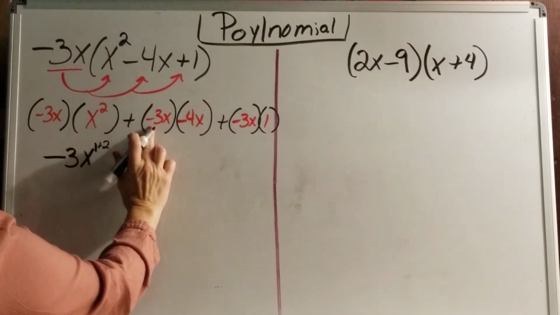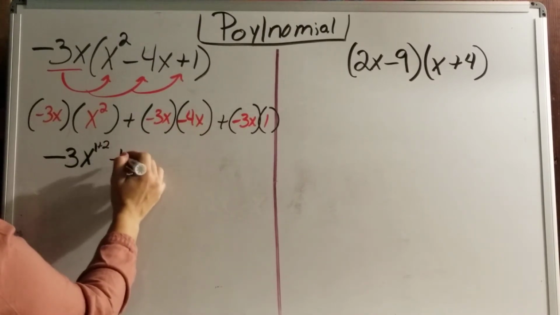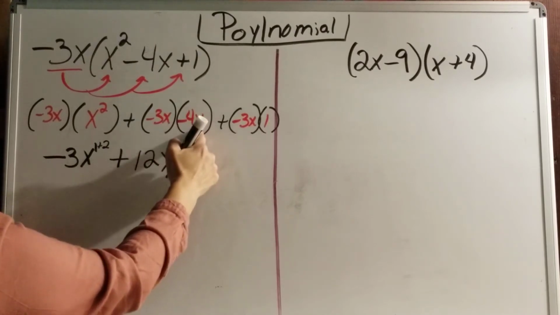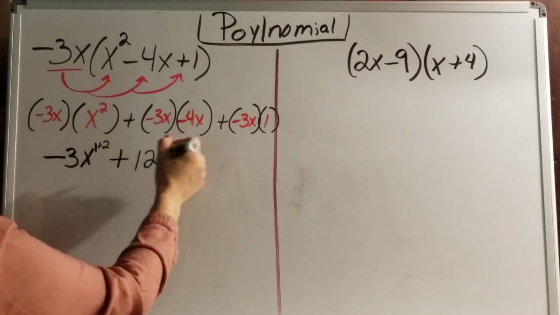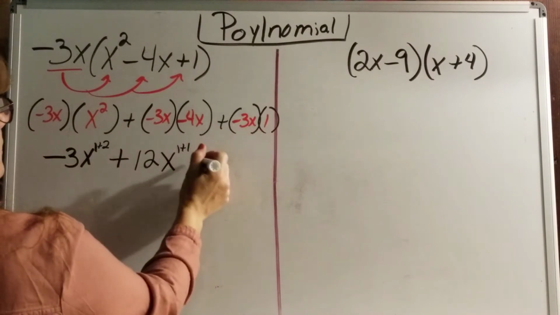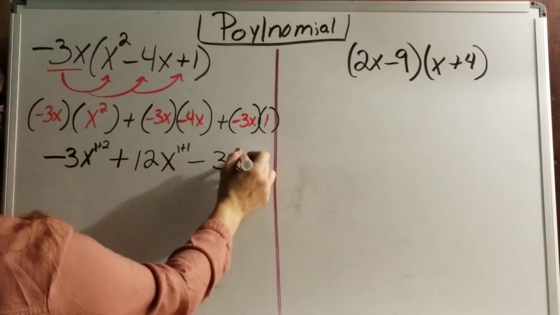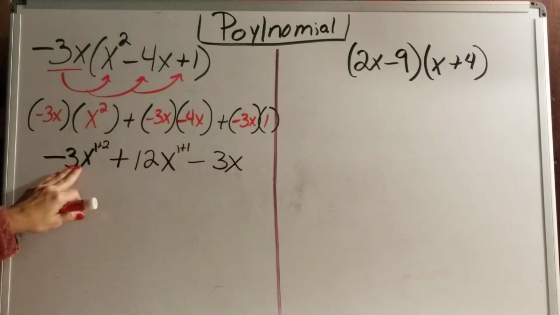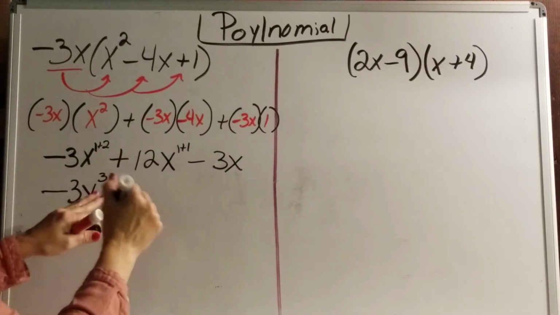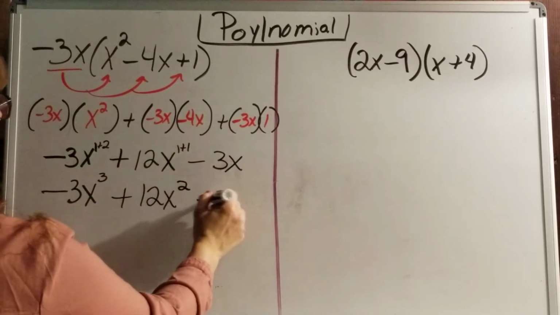I have this negative 3x times a negative 4x, and this is positive, so negative times negative is positive. 3 times 4 is 12. And I have x to the first times x to the first, so I add the powers because they're like bases. I have negative 3x times a positive 1. Negative times positive is negative. 3x times 1 is just 3x. So now let's clean it up. I have negative 3x to the 3rd, 1 plus 2 is 3, plus 12x squared, 1 plus 1 is 2, minus 3x.